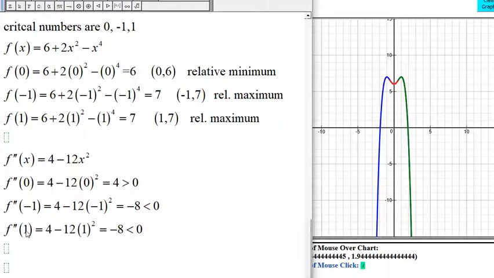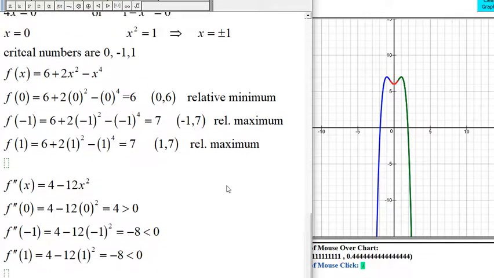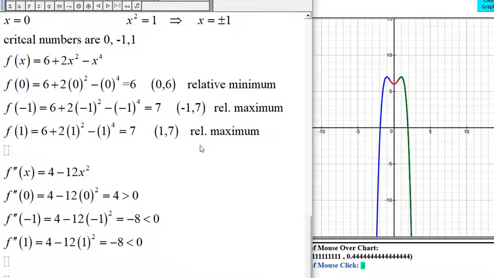And then the second derivative at 1, so 1 is right here. And then the corresponding point is 1, 7. And the second derivative is negative, and so that tells us that we have a maximum. And so to find relative maximum and minimum, what we can do is use the first derivative and then find critical numbers and then evaluate the function at those critical numbers, and that will give us the relative maximum and minimum. The other way is we can also use the second derivative and then evaluate the second derivative at the critical numbers, 0, negative 1, 1.